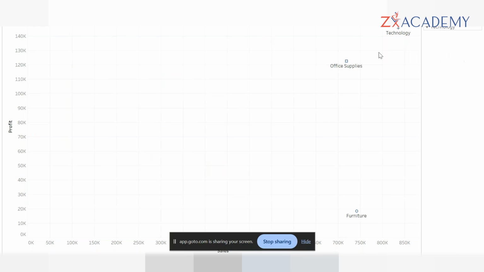And when you see the office supplies, there is slightly lower sales. The sales are declining here: going from left to right toward the right-hand side there is a decline in the sales, and from top to bottom you can see the profit is declining.